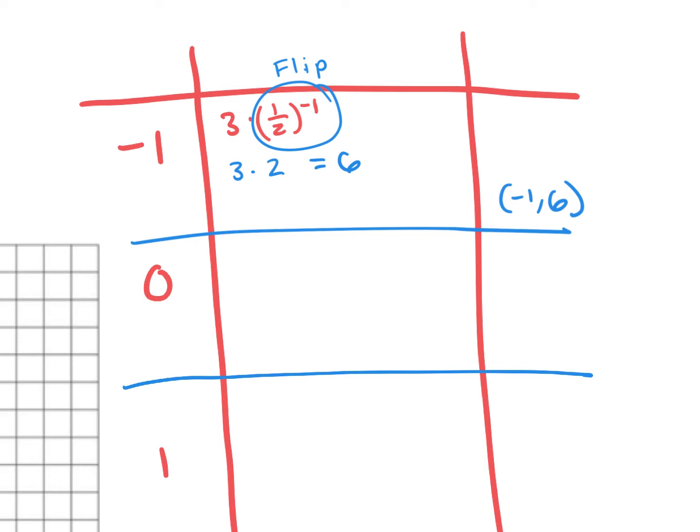Now we do the same thing, but we're going to plug in 0. So 3 times 1/2 to the power of 0. What is 1/2 to the power of 0? 1. So 3 times 1 is 3. So what's my point here? 0, 3.